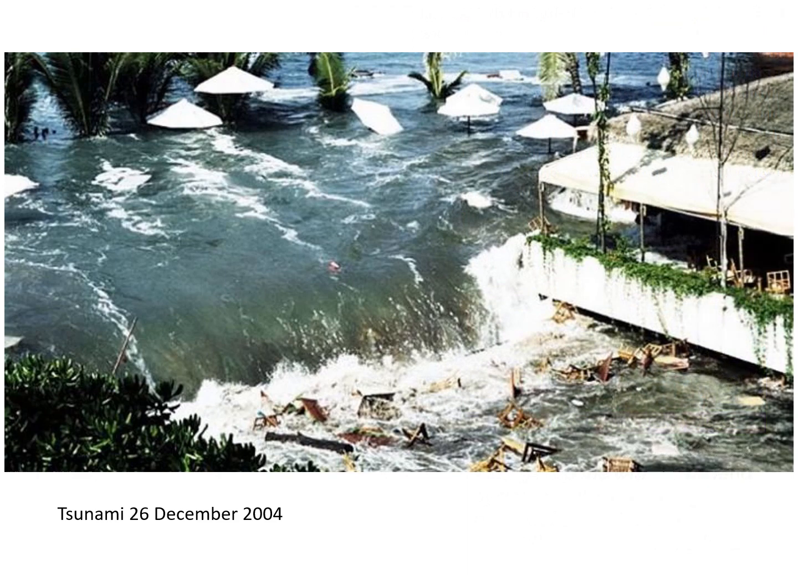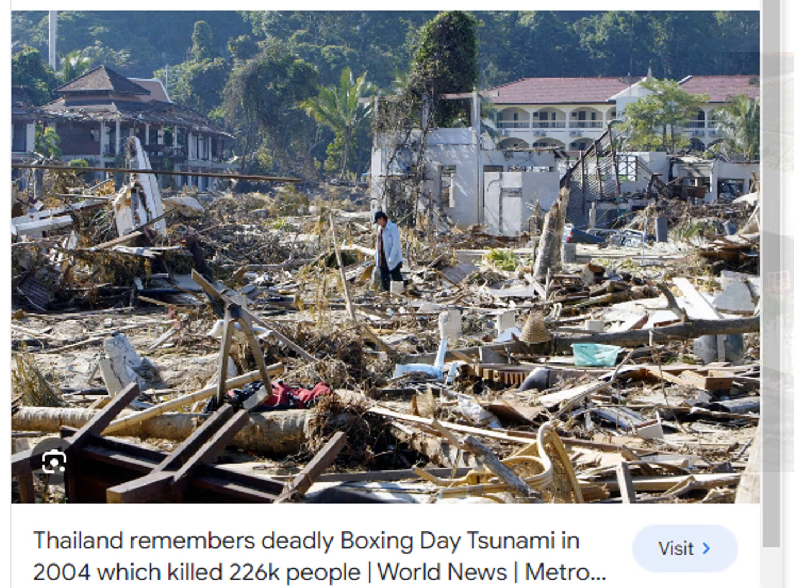the activity. Now, I wanted to remind us all of the tsunami of the 26th of December 2004. You could see the damage that the tsunami did to everything around the hotels. 226,000 people killed. A terrible tragedy.